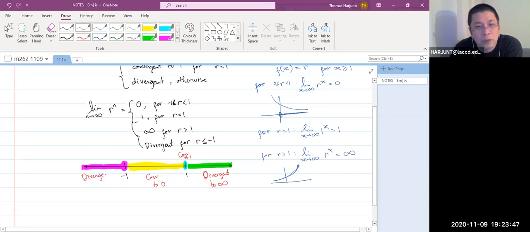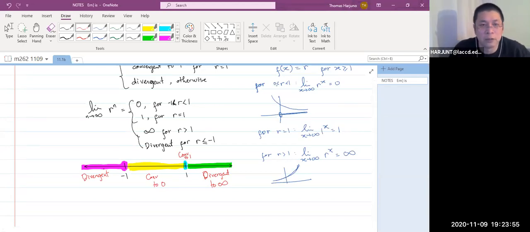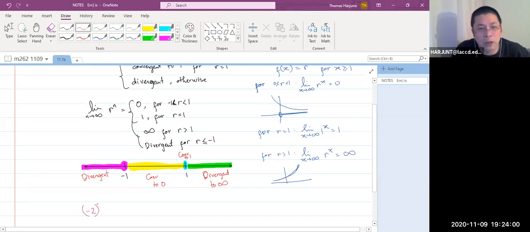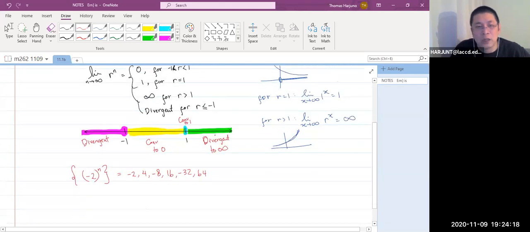Why don't you say divergent to negative infinity, Thomas? Well, because it's not divergent to negative infinity. Now take a look, for example, if we have -2 to the n, the sequence will be -2, 4, -8, 16, -32, 64. So you see that the magnitude, the absolute value, goes to infinity, but it is alternating.